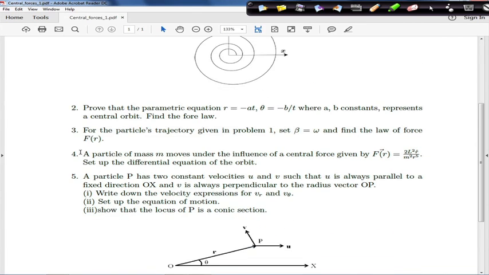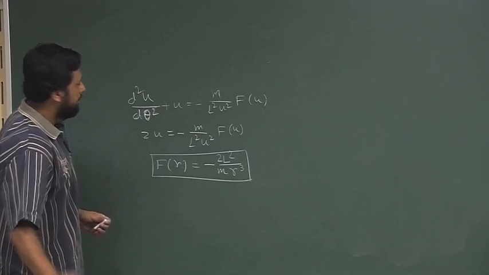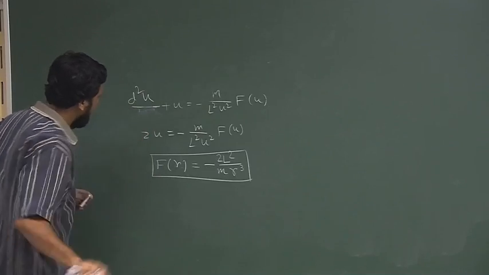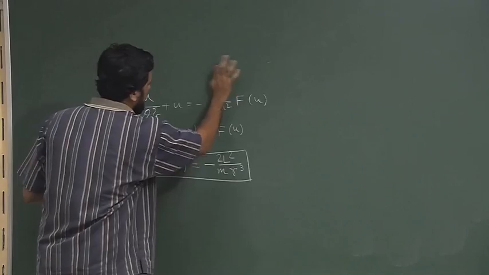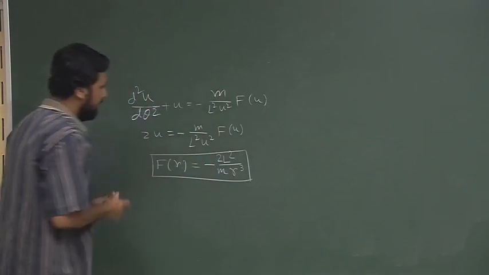Now, let us move to the fourth problem. The fourth problem is a particle of mass m moves under the influence of a central force given by this. So, this is a repulsive central force because there is no negative sign and we have r to the power 5 dependence. We have to set up the differential equation of this particular orbit, and the differential equation is the same: d2u d theta 2 plus u equal to minus m du d theta.